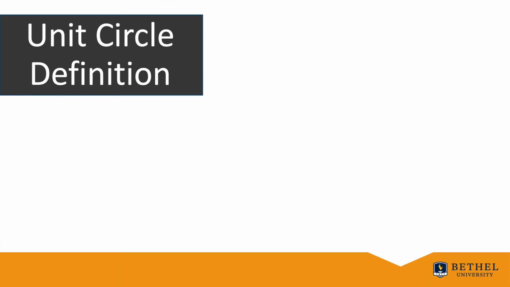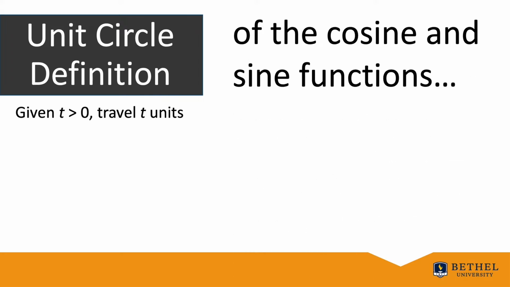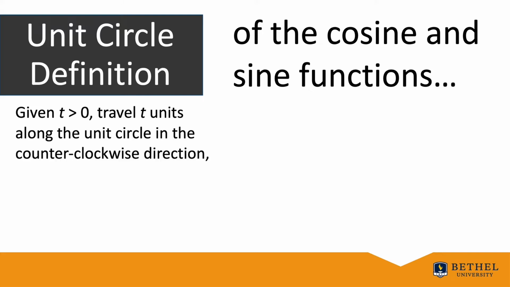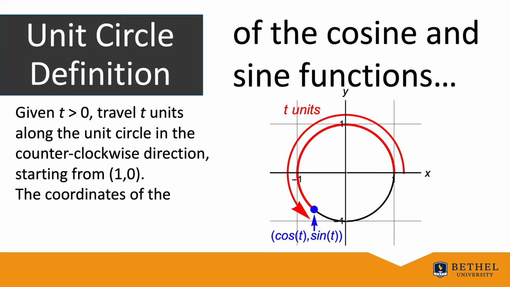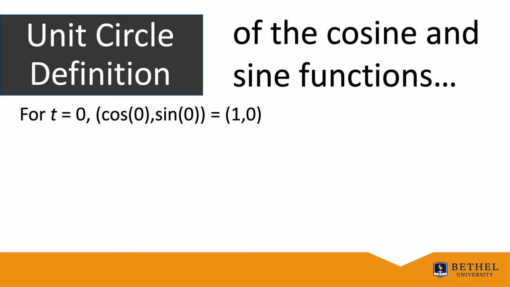Trig Bug is using the unit circle definition of the cosine and sine functions. Given a positive number t, travel t units along the unit circle in the counterclockwise direction, starting from the point (1, 0), like this. The coordinates of the stopping point are defined to be (cosine of t, sine of t). For the special case when t equals 0, (cosine of 0, sine of 0) is (1, 0), Trig Bug's starting point.